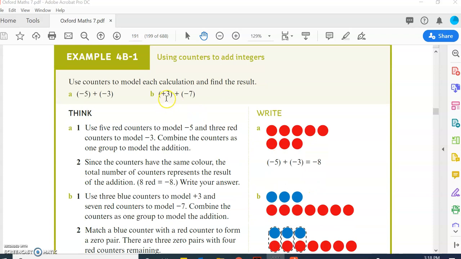In the second example, I have +3 plus -7. Since I have +3, those are going to be represented by 3 blue counters, and I'm adding -7, which are represented by the 7 red counters. Now, when I have 1 blue counter and 1 red counter, that's essentially what we call a 0 pair, because +1 minus 1 just gives you 0. So that will give you 0, this will give you 0, this will give you 0, and the remaining counters are 4 red ones. Therefore, +3 plus -7 will give you -4, since we've got 4 red ones remaining.